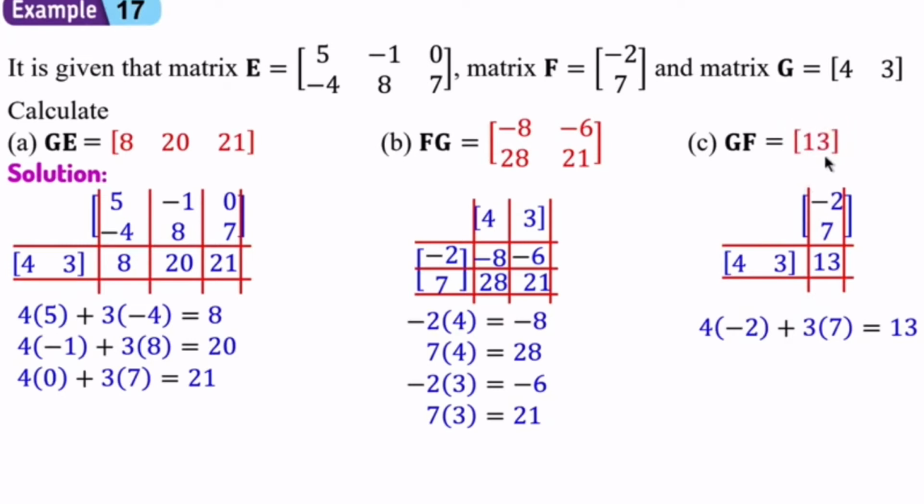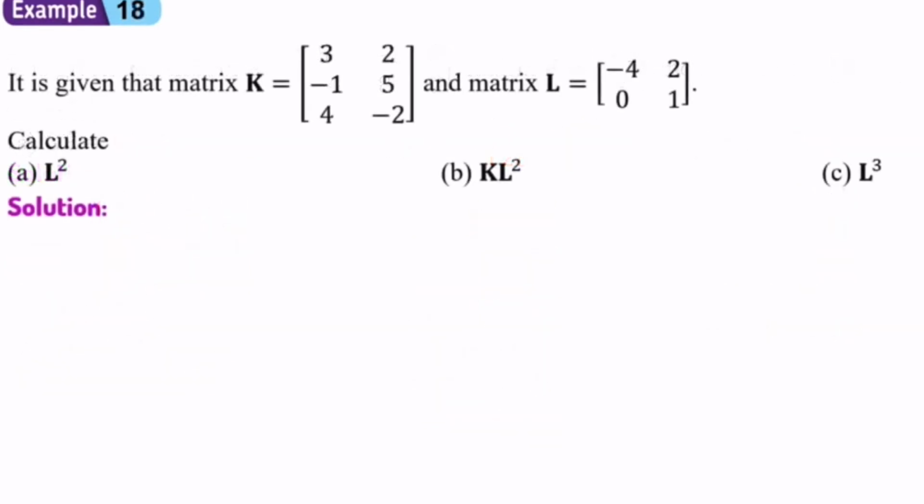Now let's discuss another example. Let's say we want to find L square. L square means L times L, the two matrices multiplied by each other. So we cannot just square the elements.